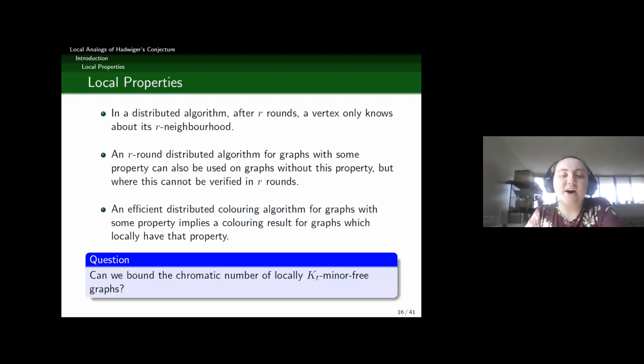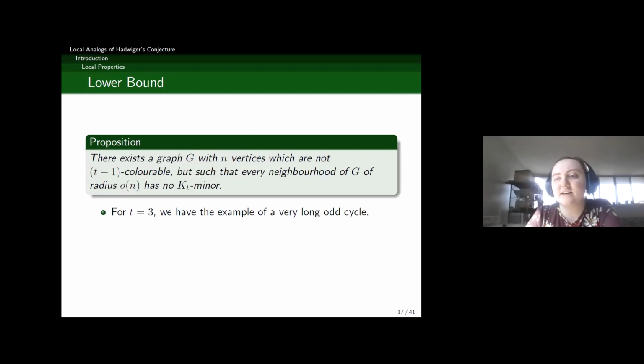So then the obvious question is, can we bound the chromatic number of locally K_t-minor-free graphs? First of all, we've got a lower bound. It's not particularly strong, but it does exist. There exists a graph G with n vertices, which is not t-1 colorable, but such that every neighborhood of G of radius less than linear has no K_t minor.